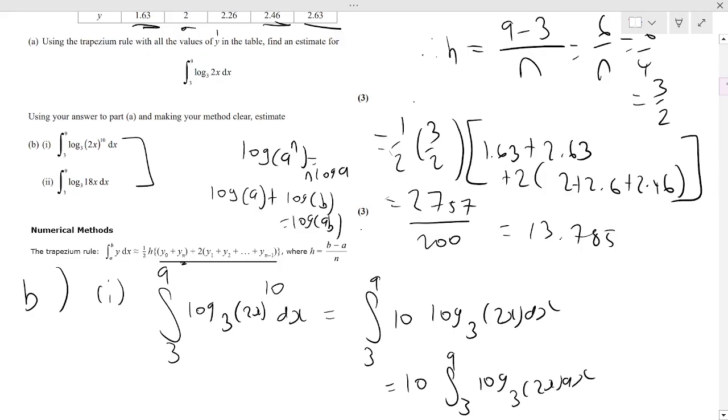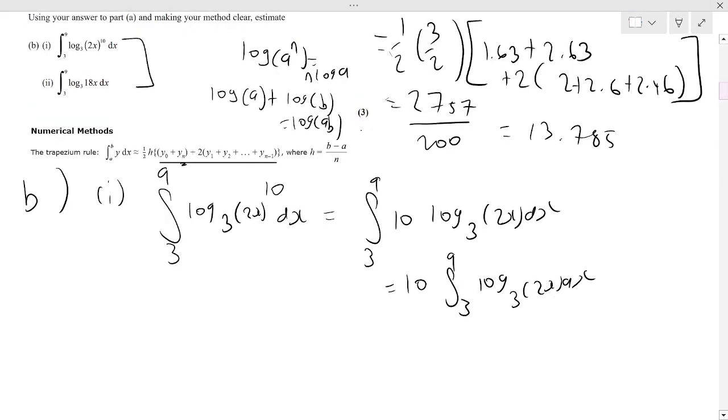And then what do I notice? It's the exact same integral we had in part A. So that'd be 10 lots of our answer. So it's going to be 10 lots of this fraction here, which would be 2757 over 20, right?